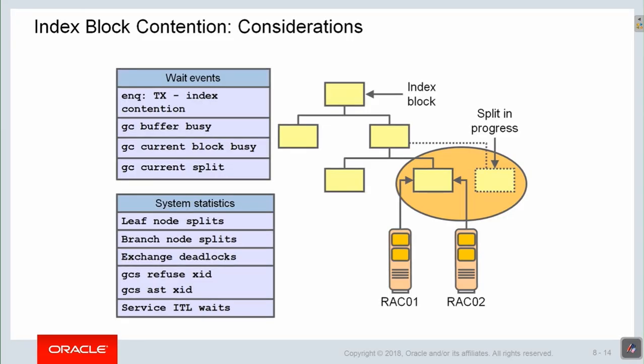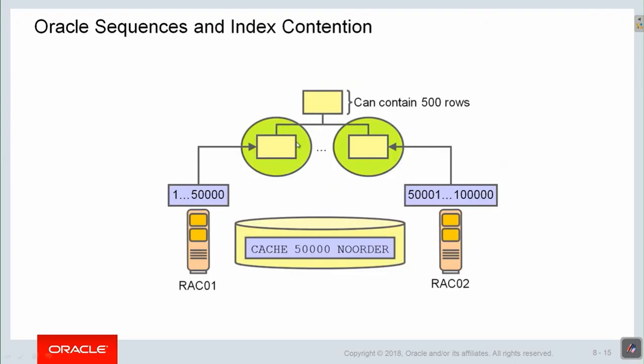Or possibly, if you can derive the index key from a sequence, then you can take advantage of a sequence as well. For example, you can create a sequence, and there are 4 possible ways to create it: cache order, cache no order, no cache no order, and no cache order.